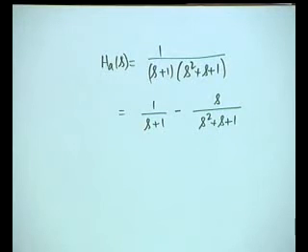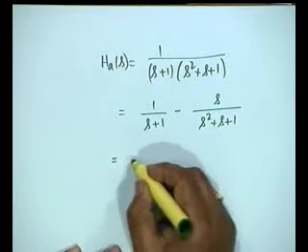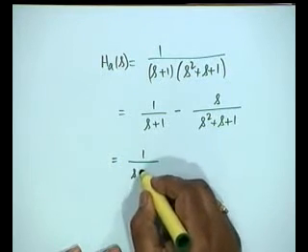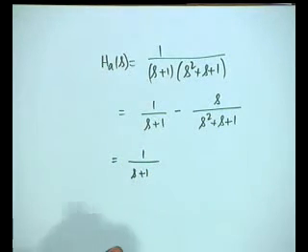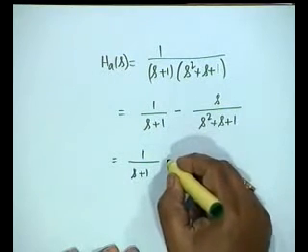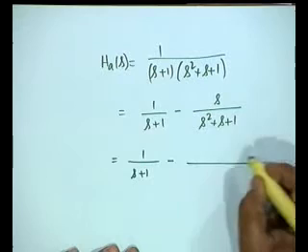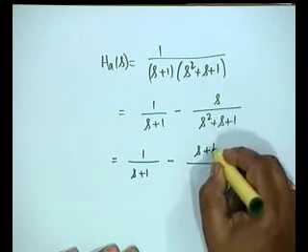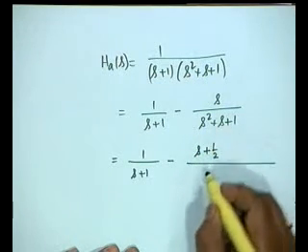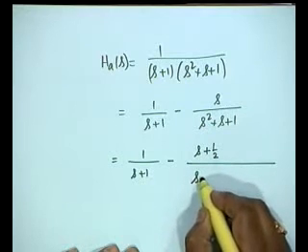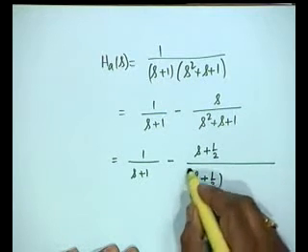If you are not sure, put it in as a plus b and then find out a and b. Okay. So I can write this as 1 by s plus 1. I want to use those two transforms. So what I do is write this as s plus half. The denominator I can write as s plus half whole square.